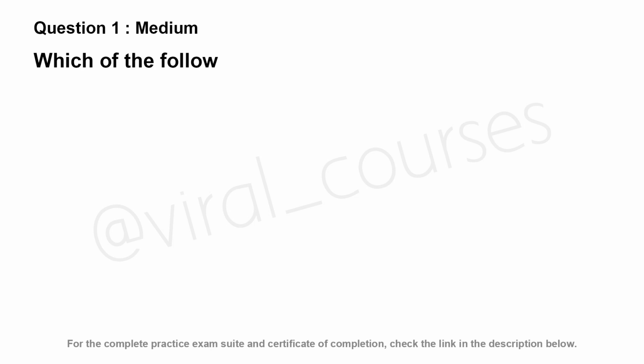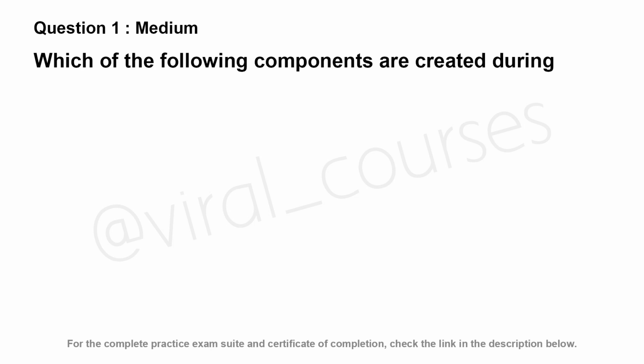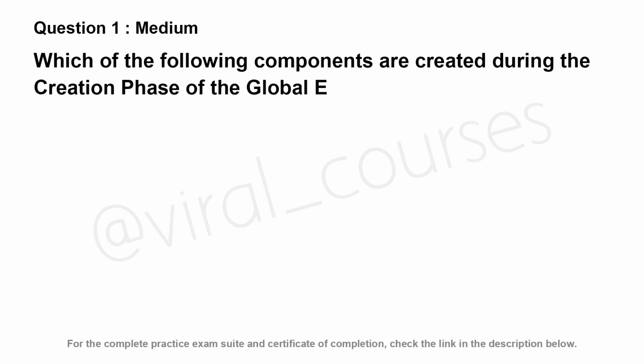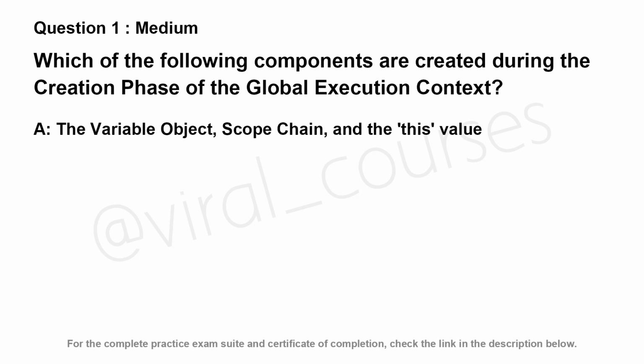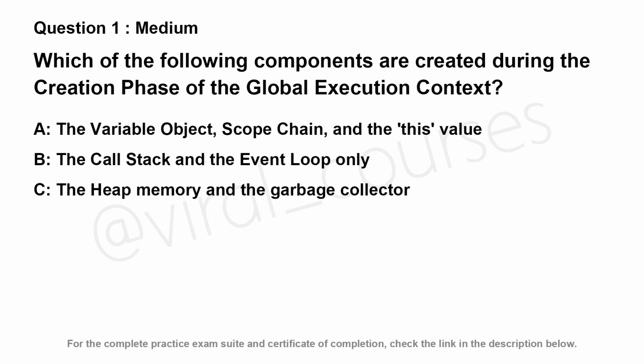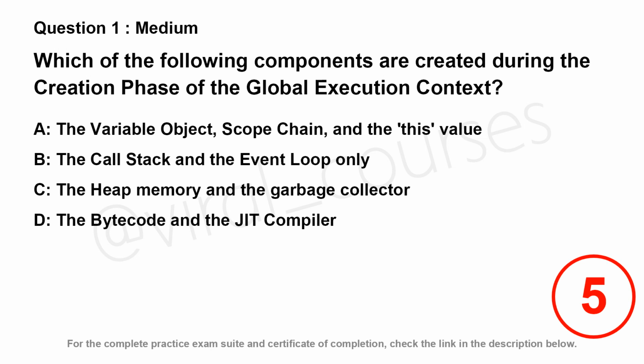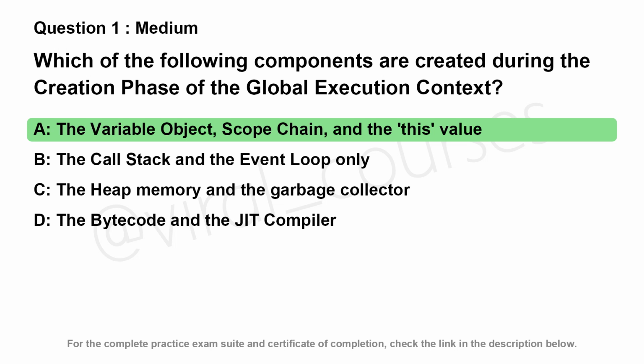Which of the following components are created during the creation phase of the global execution context? Option A, the variable object, scope chain, and the this value. Option B, the call stack and the event loop only. Option C, the heap memory and the garbage collector. Option D, the bytecode and the JIT compiler. The correct answer is A.